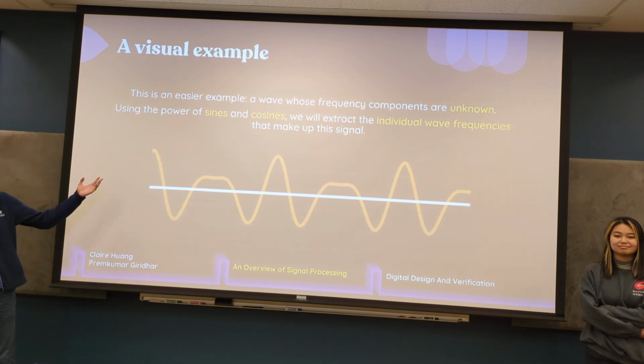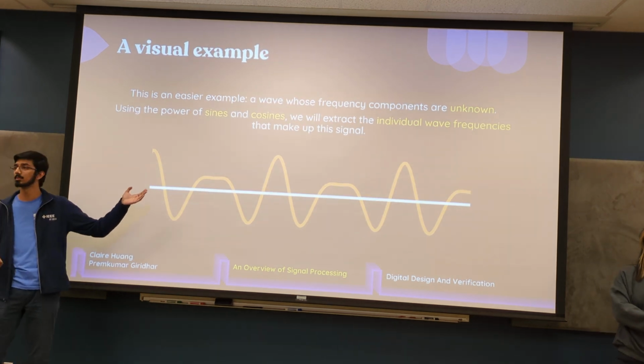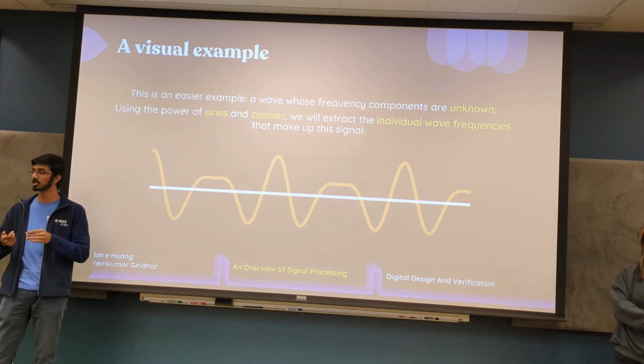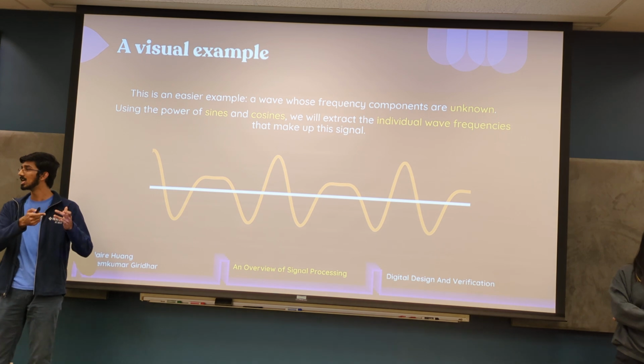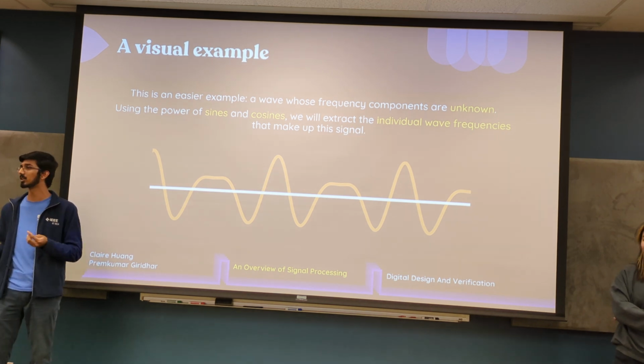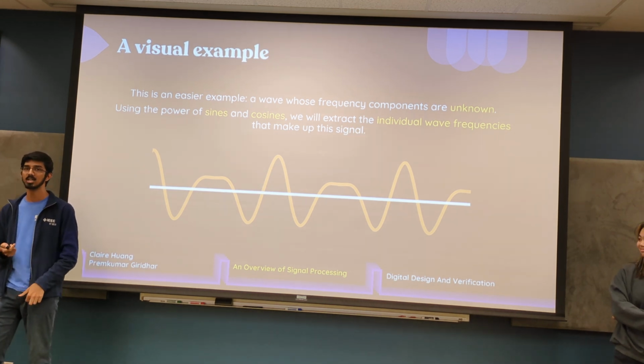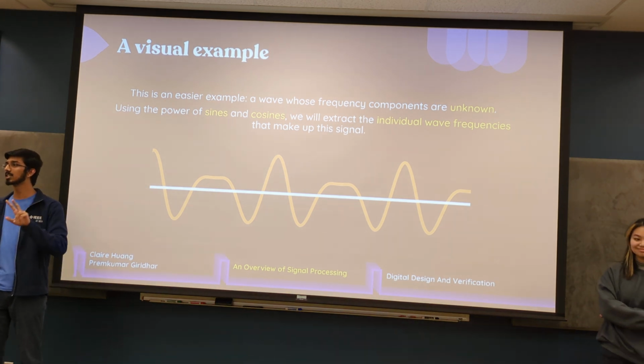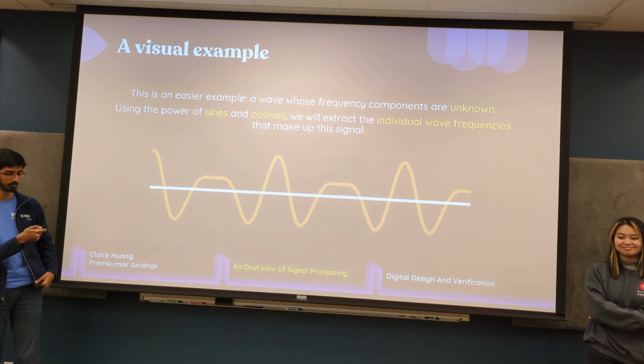So this is an easier example. It's a wave whose frequency components are unknown. And using the power of sines and cosines, we're going to extract the individual frequencies just by multiplying this with various different frequency sines and cosines until we find the actual components. This one specifically has two frequency components, and we're going to find what they are right now.